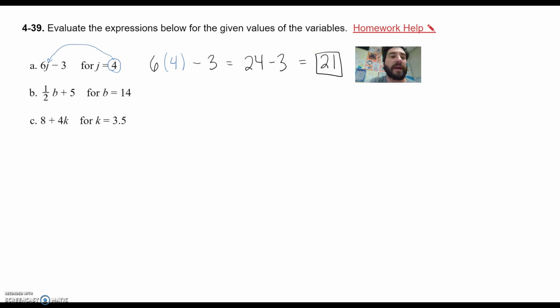Here's a little bit strange. We've got half b. Well, 1b would just be b. But what's half of b? Well, just half of whatever that value is. So in this case, we know that b is 14. So we're going to substitute it in for our variable here.